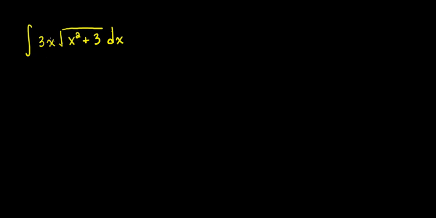Well, before I start making any substitutions, this 3 right here is a constant. So what I can do is factor it outside, or bring it out in front of the integral. If I do that, I'll have 3 on the outside, and the integral of x times the square root of x squared plus 3 dx. Now I really don't have to focus too much on this 3 anymore. I can put most of my attention here rather than letting this 3 get in the way.